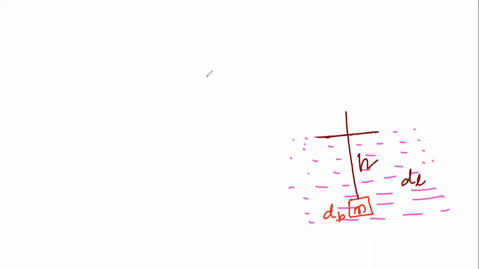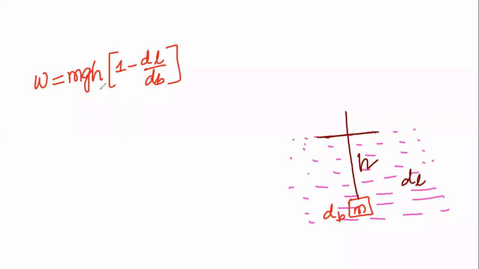Let us suppose a block of mass capital M and density dB is there in the liquid of density DL, and we have to lift it to a height h. Then the work done is equal to mgh into (1 minus DL divided by dB). This is the work done in lifting it through a height h.